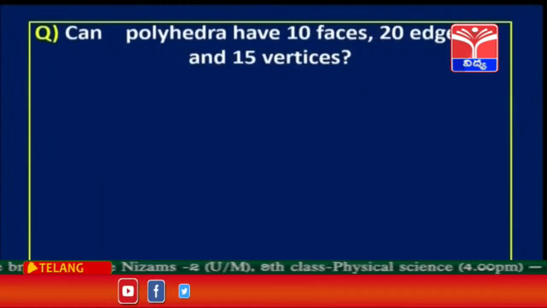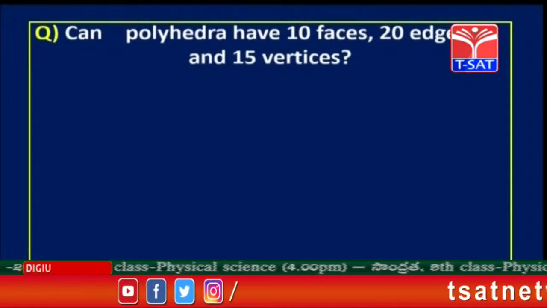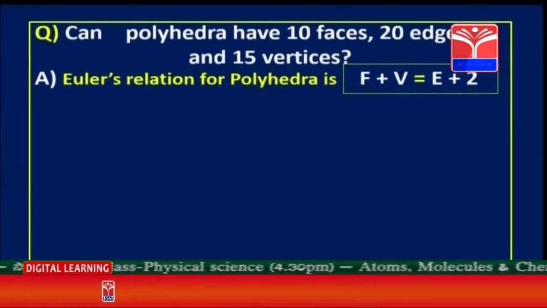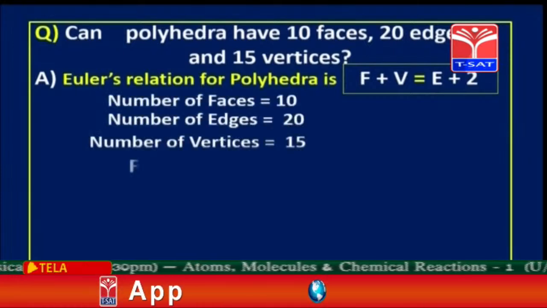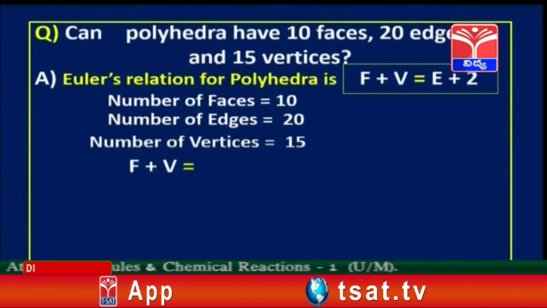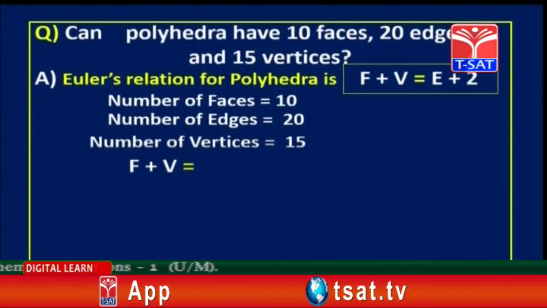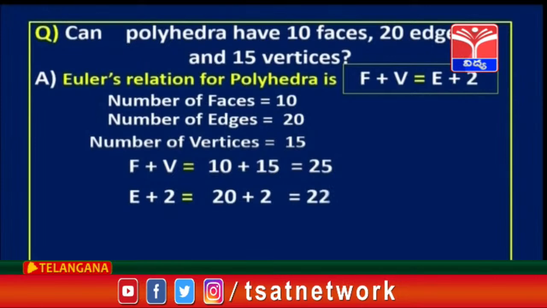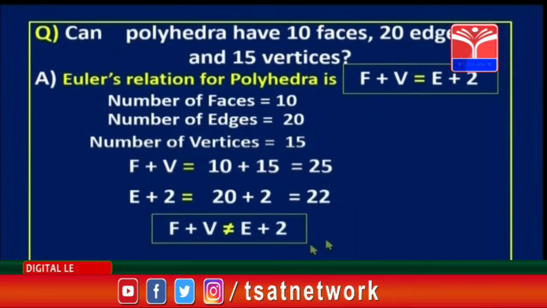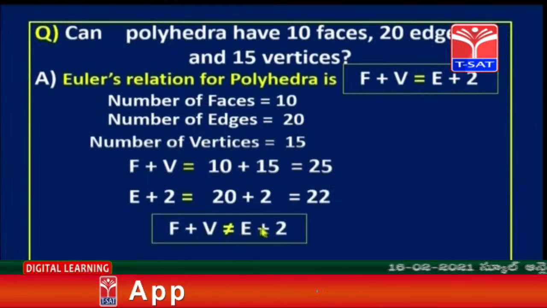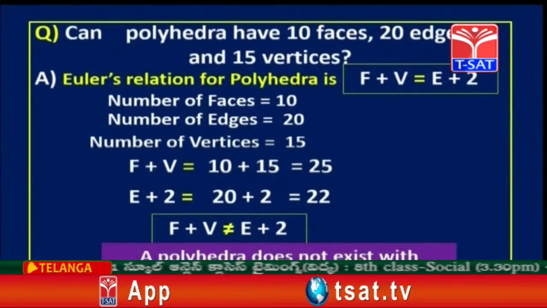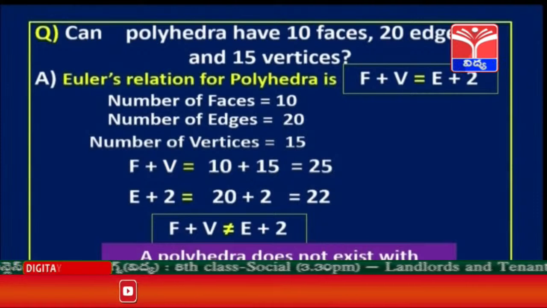Can a polyhedron have 10 faces, 20 edges and 15 vertices? Let us check, children. Euler's relation for polyhedra is f plus v equal to e plus 2. Number of faces equal to 10, number of edges equal to 20, number of vertices equal to 15. Children, what is f plus v? Yes, 10 plus 15 which is equal to 25. What is e plus 2? Yes, 20 plus 2 which is equal to 22. Children, here we are not getting equal. So, f plus v is not equal to e plus 2. A polyhedron does not exist with 10 faces, 20 edges and 15 vertices.